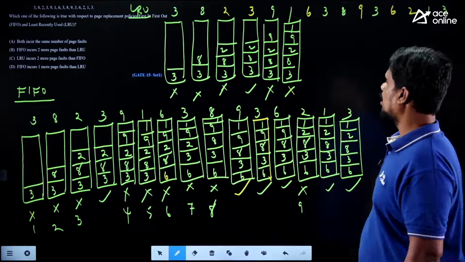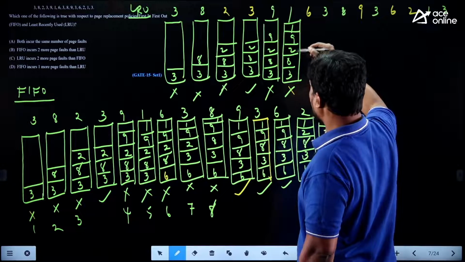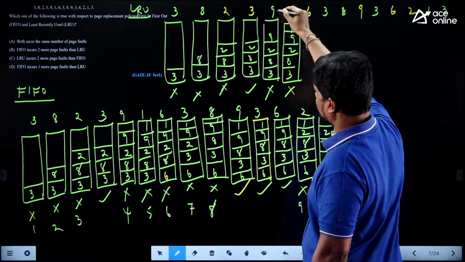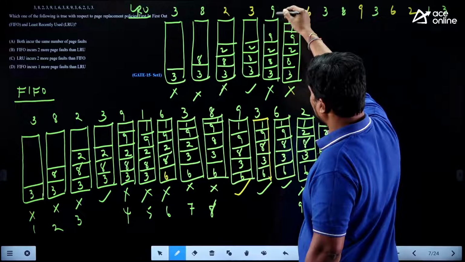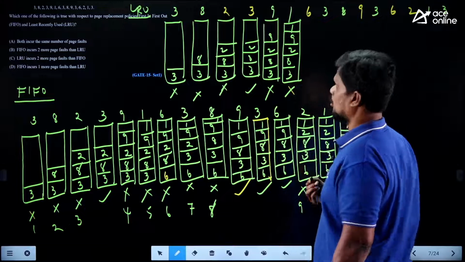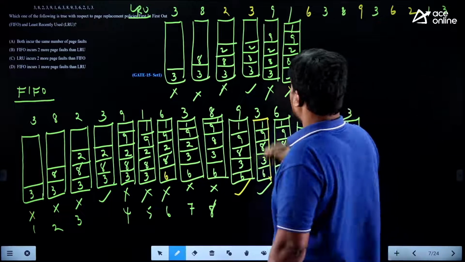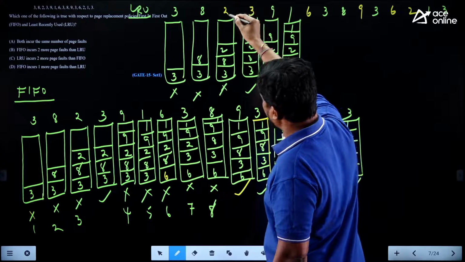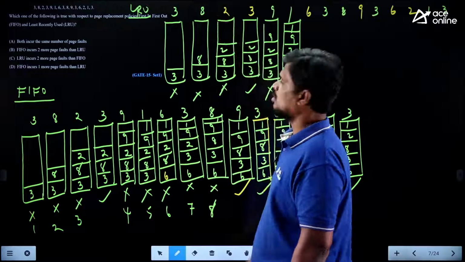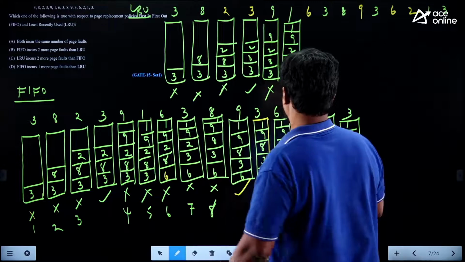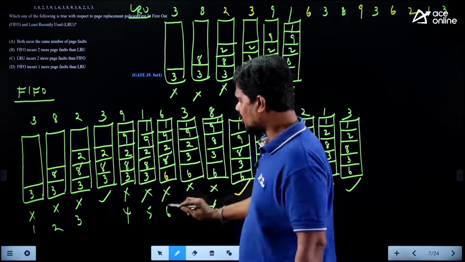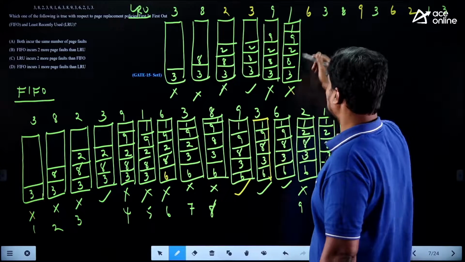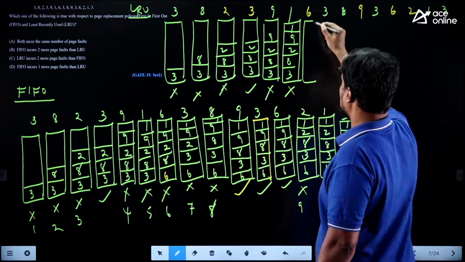Now 6. So verify among these 3, 8, 2, 9, 1: 1 is the most recently used. After 1, 9 is the next most recently used. After 1 and 9, 3 is the next most recently used. Then after these, 2 is the next most recently used, but 8 is the least recently used. So 8 is going to be the victim here. In the case of FIFO, 3 is the victim, but in LRU, 8 is the victim here, right? So that's what we are going to do.